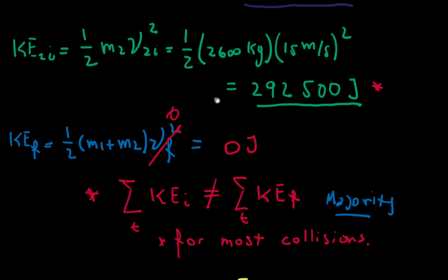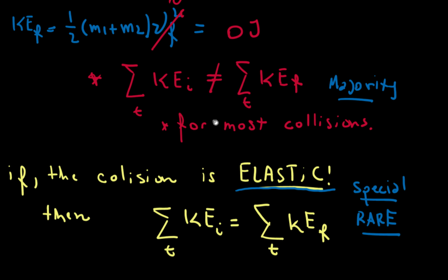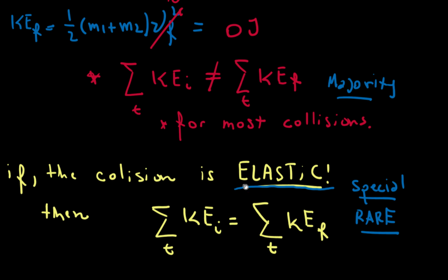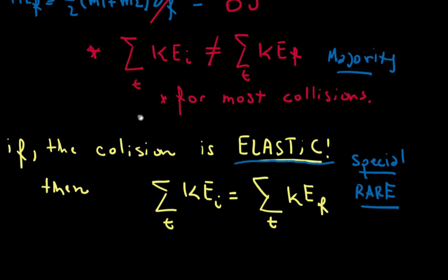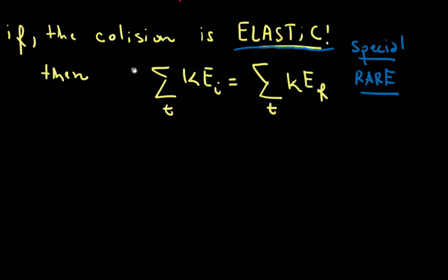The fact is that if the collision is elastic, it means that 100% of all the energy is retained in motion. But if the collision is not elastic, and most collisions are not elastic, that means that energy was converted from motion to other types, which means this.